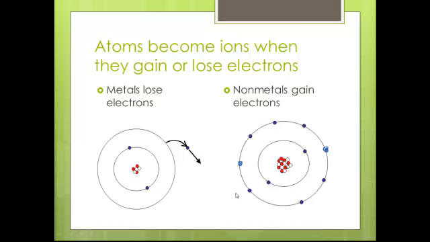Atoms become ions when they gain or lose electrons. Shown here, metals always lose electrons. Nonmetals always gain electrons.